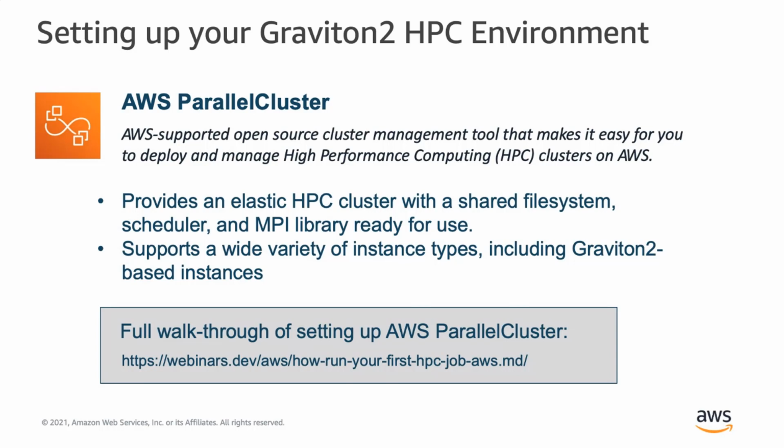It also supports a wide variety of instance types. So you may already be using it today for our Intel or AMD-based platforms, but it also supports Graviton 2. So again, full instructions on setting up AWS ParallelCluster is not something I'll be able to go through in this particular webinar. However, we do have another webinar that shows a full walkthrough of setting up and running your first HPC job on AWS. I'll also have other links to ParallelCluster at the end of this presentation.